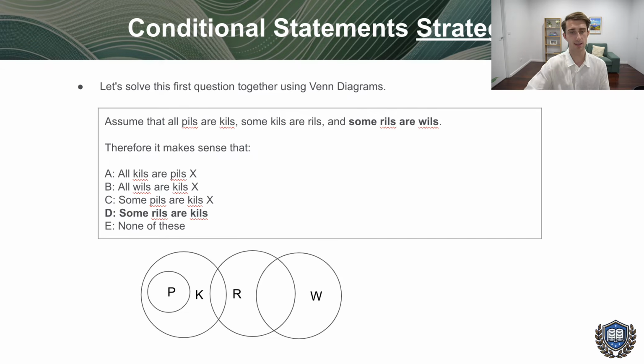And so really the key thing with conditional statements is you want to become confident with Venn diagrams. If you're confident with Venn diagrams, you'll get these questions right every single time. If you're not, then it's more likely you're going to find these questions a little bit more difficult.